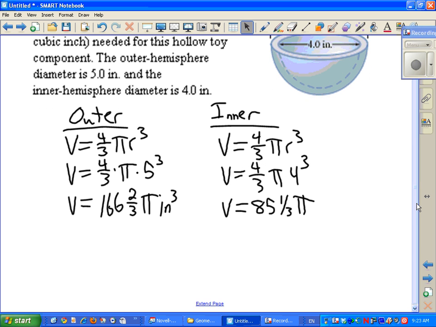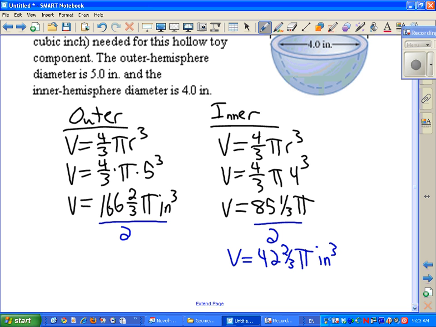but that's not the case. So we need to do one last thing to them, and that would be to divide them in half. So let's take the last one first here and divide by 2, and the volume of that half would be 42 2/3 pi cubic inches, and the volume here would be, let's do 166 2/3 and divide by 2, and you get 83 1/3 pi cubic inches. All right, and so that would be the volume of both of those.